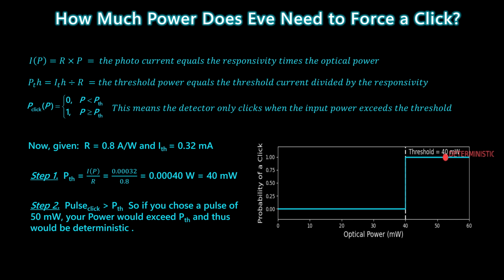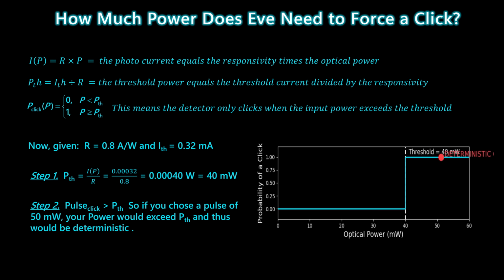Suppose the detector responsivity is 0.8 amps per watt, and the threshold current is 0.32 milliamps. If we divide the threshold current by the responsivity, we get a threshold power of about 40 milliwatts. That means any pulse below 40 milliwatts will be ignored, and anything above 40 milliwatts will always produce a click. So for instance, if Eve sends a bright classical pulse of 50 milliwatts, she's comfortably above the threshold. The blinded detector will fire every time, and Eve can force Bob's outcome with perfect reliability.